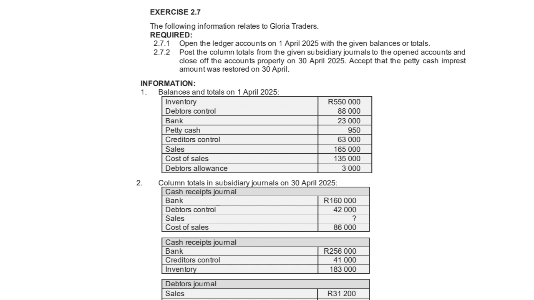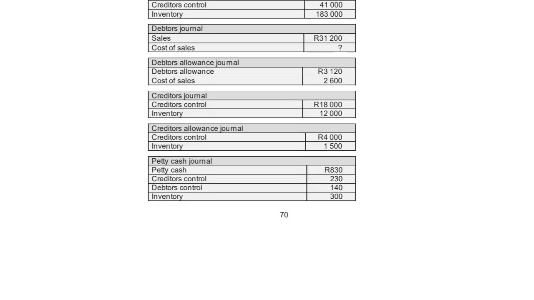Information. Number 1, balances and totals on the 1st of April 2025. You'll have your opening balances for inventory, debtors control, bank, petty cash, creditors control, sales, cost of sales, and debtors allowances. Then your column totals in your subsidiary journals. Your cash receipts journal has your bank, debtors control, sales, and cost of sales. Bank, creditors control, and inventory. Debtors journal, sales, cost of sales.